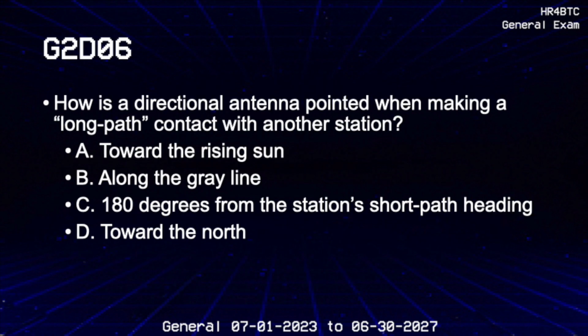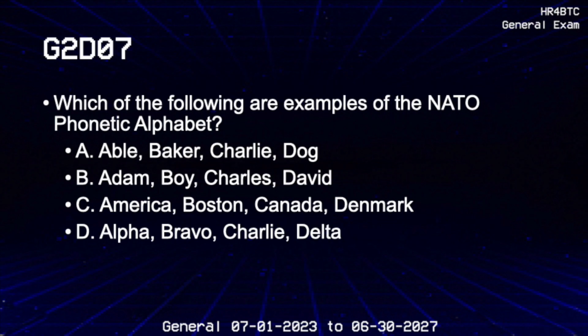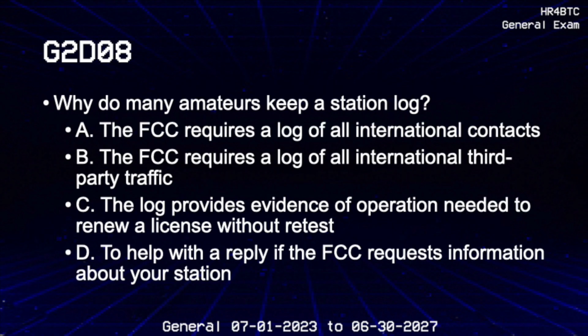How is a directional antenna pointed when making a long path contact with another station? 180 degrees from the station's short path heading. Which of the following are examples of the NATO phonetic alphabet? Alpha, Bravo, Charlie, Delta. Why do many amateurs keep a station log? To help with a reply if the FCC requests information about your station.